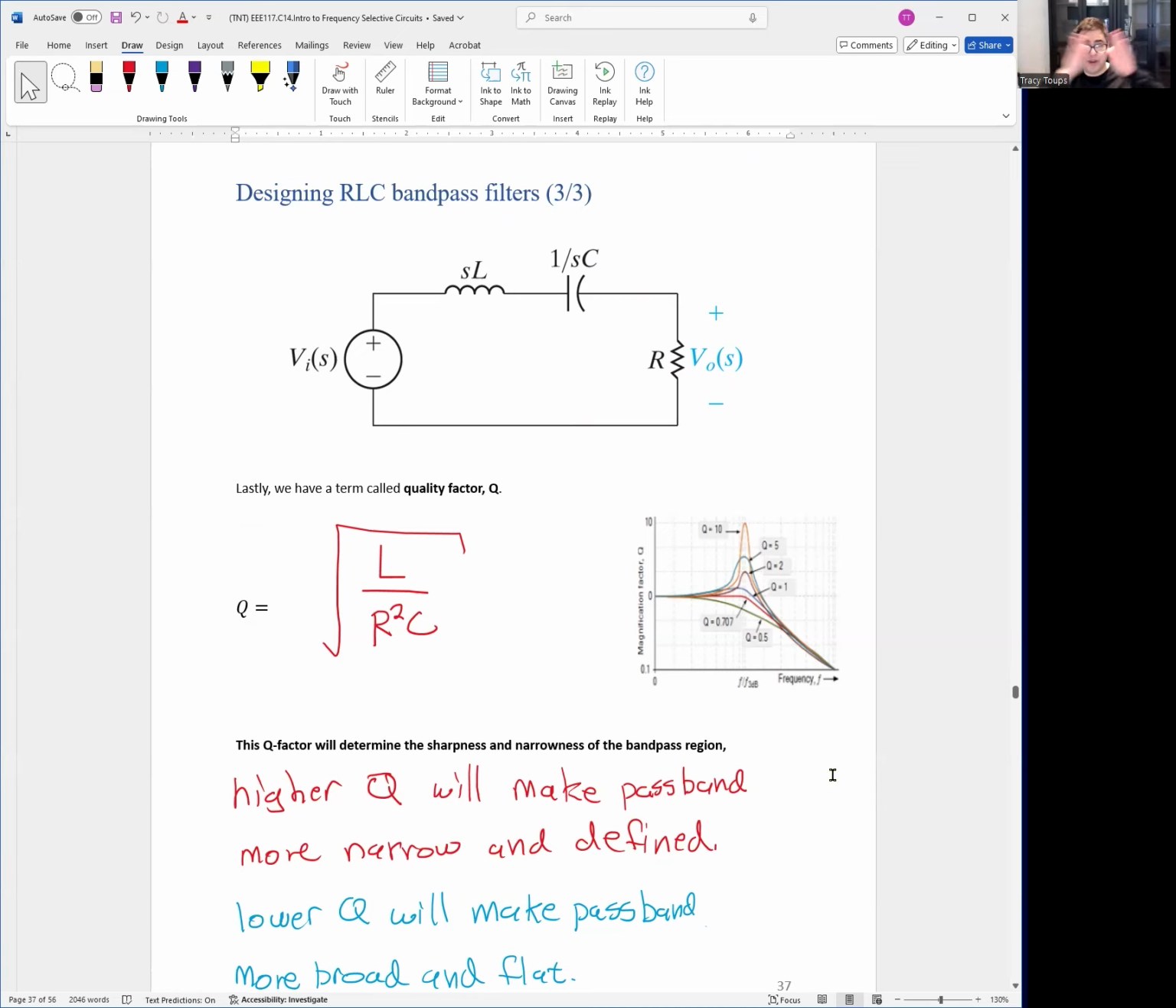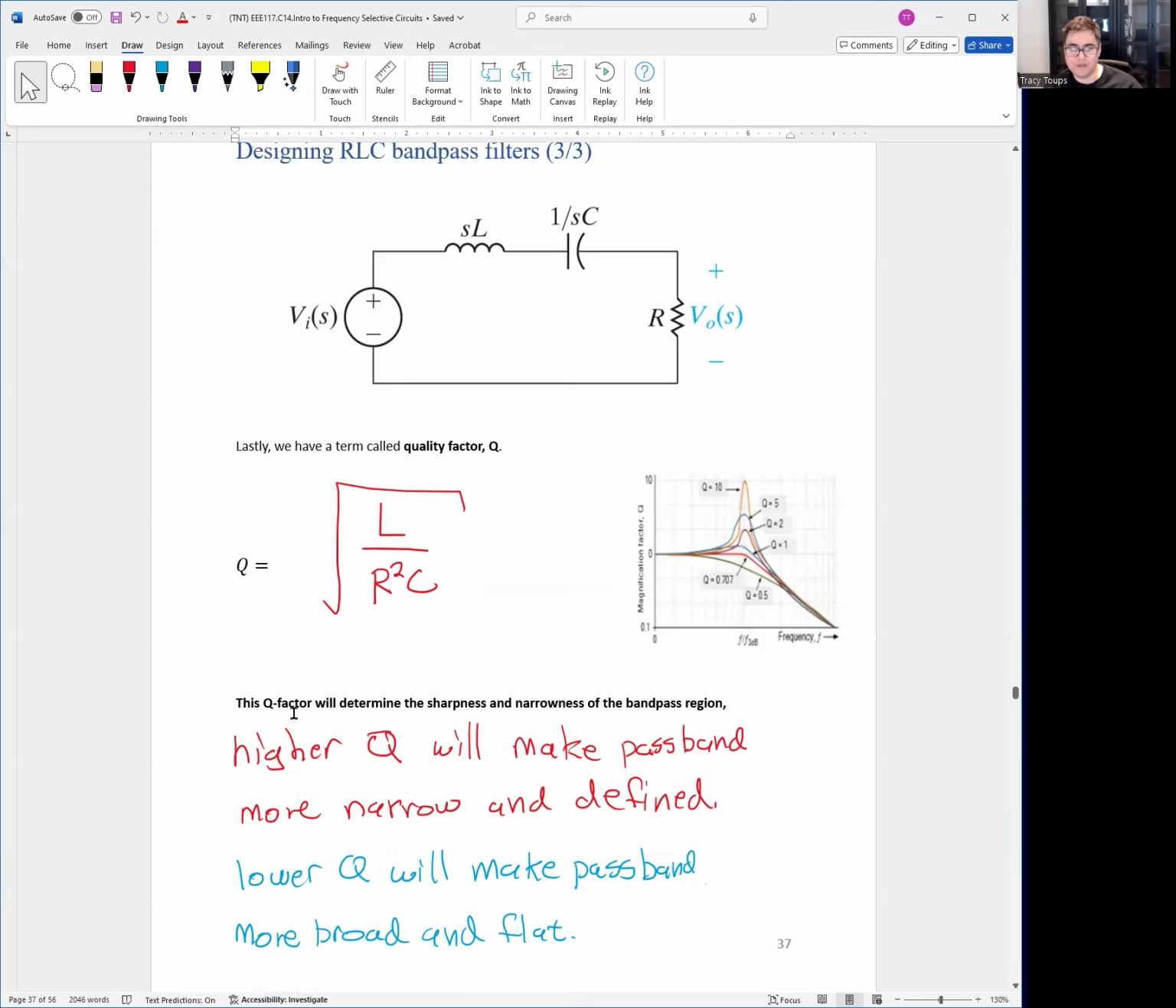Do you want it to be very wide and flat? Then go for a very low Q. If you want it to be very narrow but very spiky, so you have a very small band but a very, very sharp gain, then you want a high quality factor Q. Think of it as a way you could play with the output graph. You can make it flat and wide, or you can make it skinny and very high. It's just another part of the circuit design.